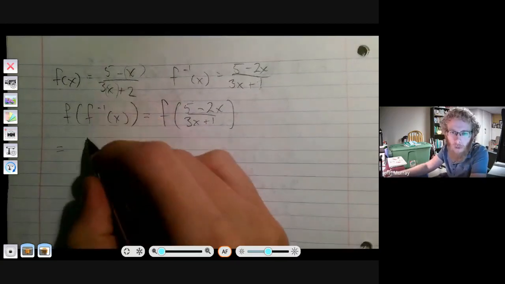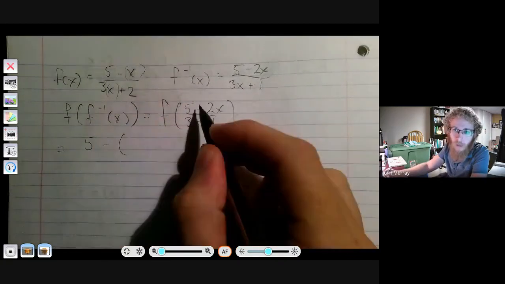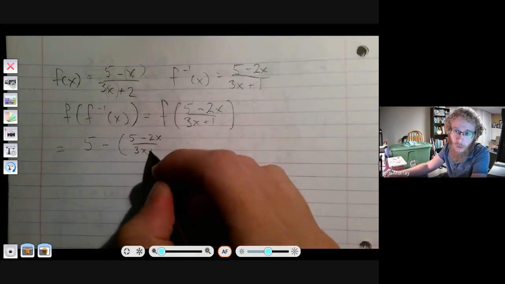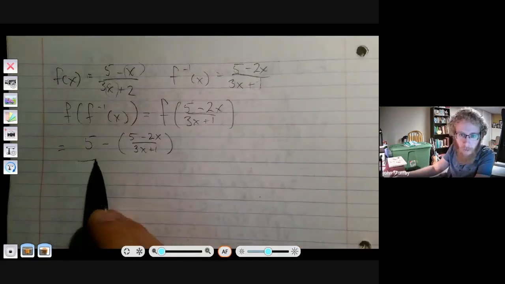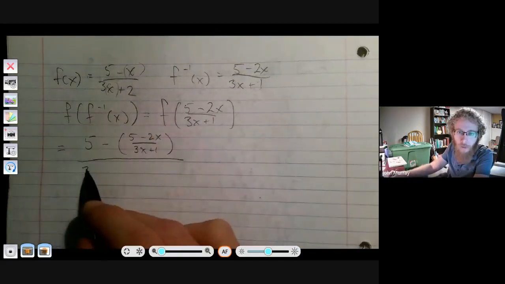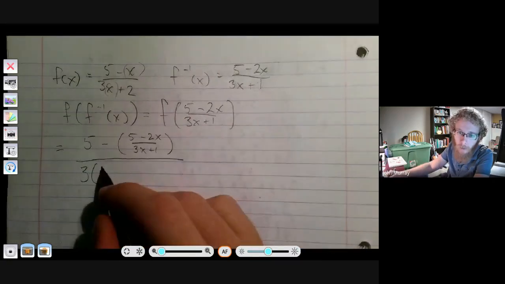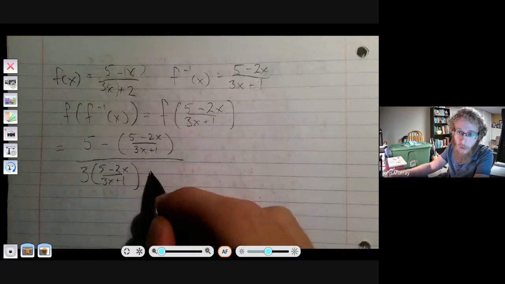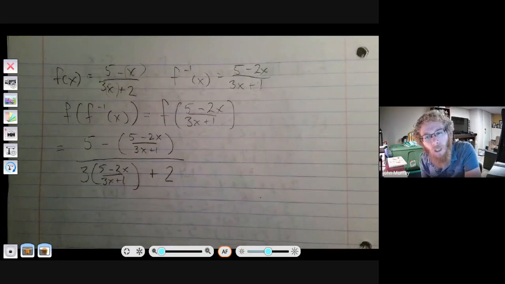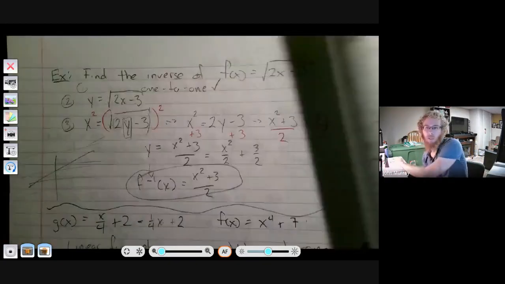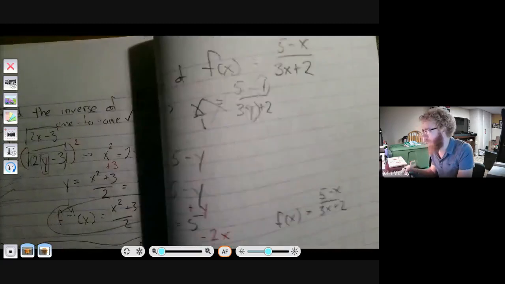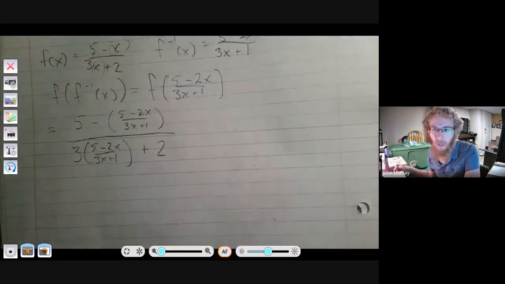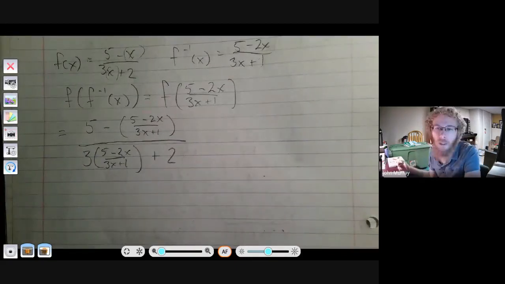So in the numerator, we're going to have 5 minus this whole thing, 5 minus 2x over 3x plus 1. And then the denominator, I'm going to have 3 times my expression, 5 minus 2x over 3x plus 1, plus 2. Now remember, I want to boil this down so that our final answer is just x. I want this to equal x. So where do I begin?